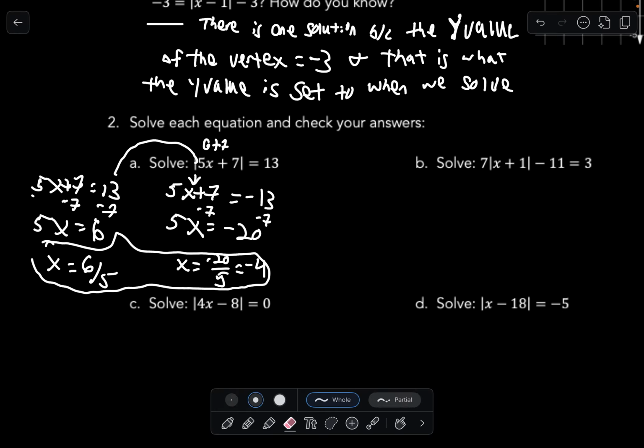Absolute value is 13. The other solution was -4. So 5 times -4 is -20, plus 7 is -13. Absolute value is 13. So you see 6/5 and -4 are both solutions. I'm trying to demonstrate that you don't have to write your check down, but you should always check your work, especially when we're getting to the nonlinear stuff.